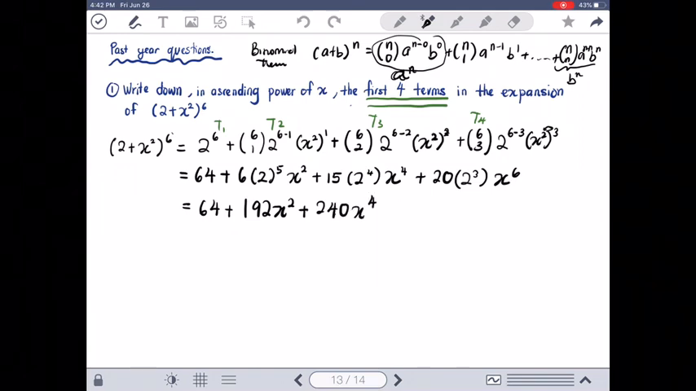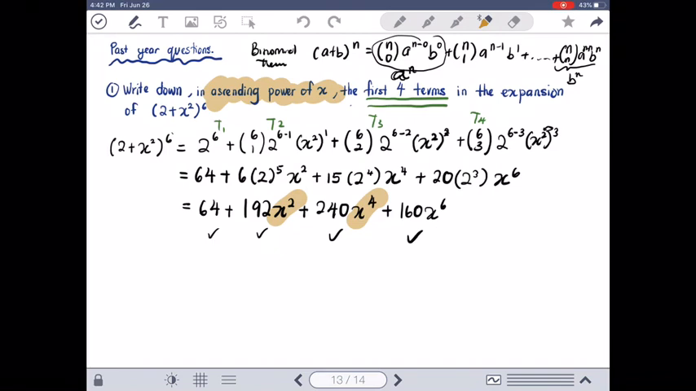240x to the power of 4, plus 20 times 2 to the power of 3, which is 160x to the power of 6. So we stop here because we already have 1, 2, 3, 4 terms, and also in ascending power of x. So it starts with x to the power of 2, then x to the power of 4, then the next one is x to the power of 6, so it follows in ascending order.